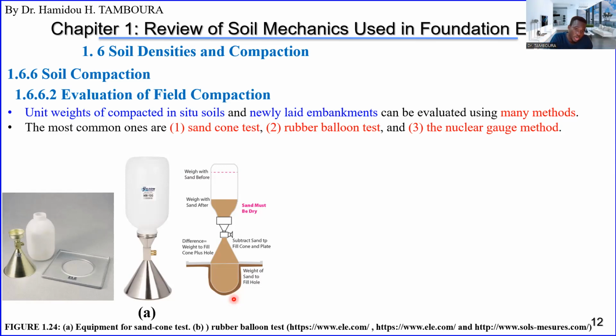And by knowing the volume of this hole, and the soil from this hole will give us the mass of the soil from the hole. So by knowing the mass of the soil from the hole, and knowing the volume of the hole, we can have the unit weight of the soil, the compacted soil.